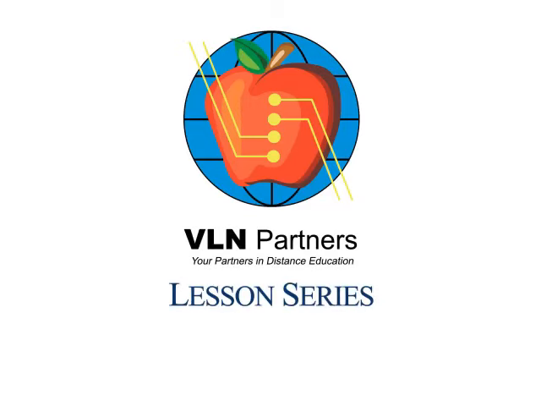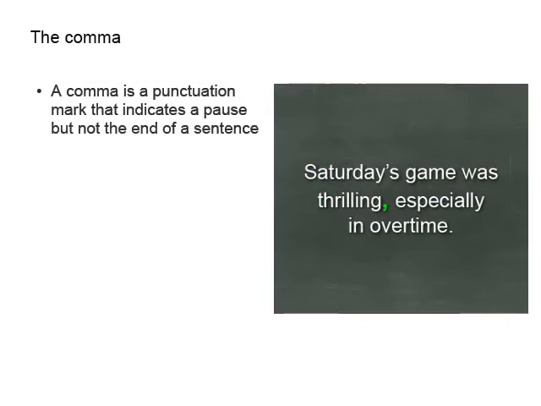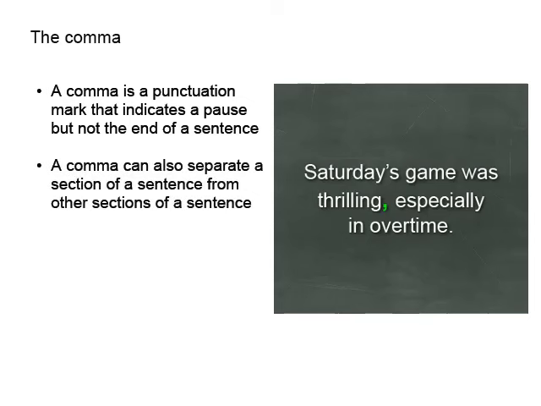In today's lesson on writing and grammar, we will discuss commas and how they are used with introductory words and phrases and names. A comma is a punctuation mark. A comma indicates a pause, but not the end of a sentence. It can also separate a section of a sentence from other sections of a sentence. Understanding how to use commas properly can help a writer express their ideas more clearly.